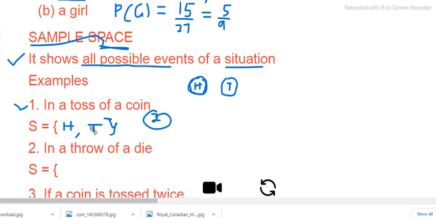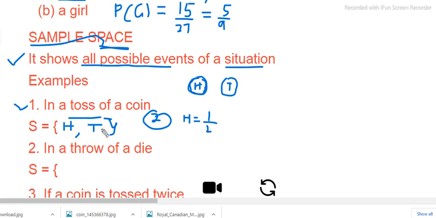If I ask what's the probability that a coin being tossed is a head? How many heads do we have? We have 1, so that will be 1 over how many events are possible in total? 2, so that will be 1 over 2. So the probability of having a head in a toss of a coin is 1 over 2.